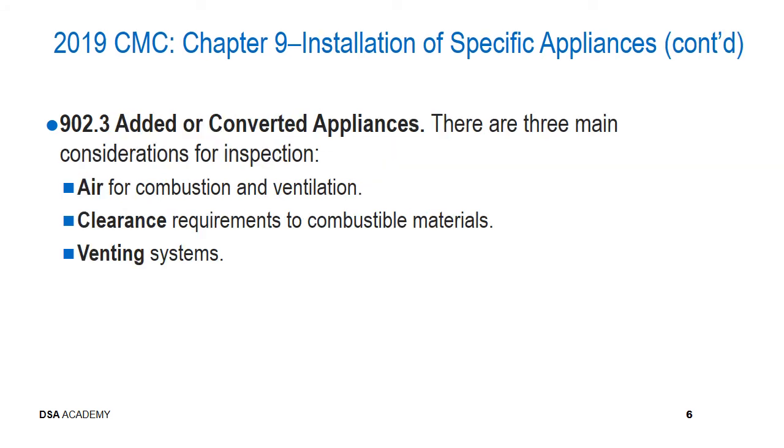And to somewhat reiterate the three main considerations for the installation of any appliances, this includes any added or converted appliances. So we would see something like this in an alteration or maybe a rehabilitation type project. But again, the big three are air for combustion and ventilation, clearance requirements to combustible materials, and also the venting systems themselves.